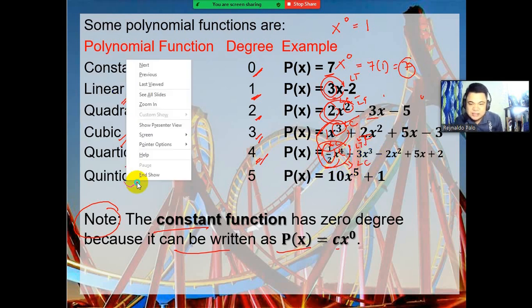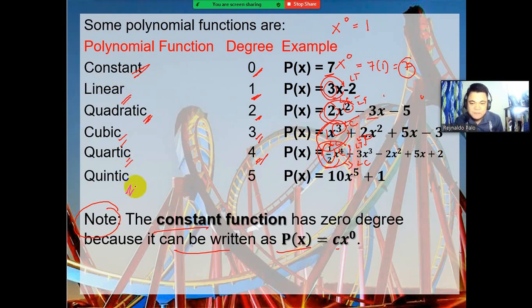Now we have quintic. When we say quintic, the highest exponent of course is 5. So we have p of x equals 10x raised to the 5th power plus 1. Oh, teacher, where are the other degrees? The 4th, 3rd, 2nd, 1st. So guys, this is what we call an incomplete polynomial function because the other degrees are not there, since their values are actually zeros. Now, 10x raised to the 5th power is what we call the leading term because it has the highest exponent of 5, and 10 is your leading coefficient.